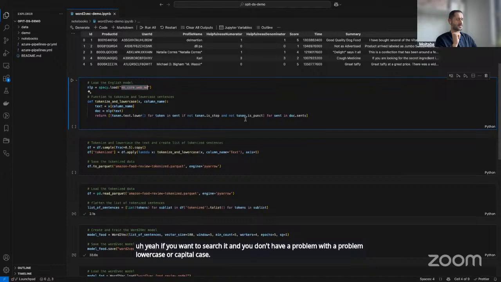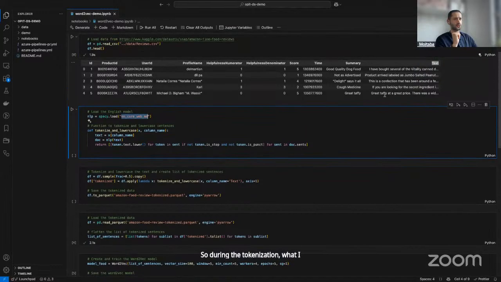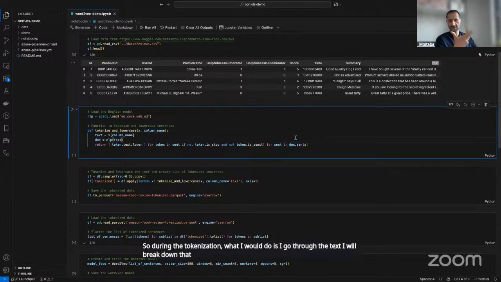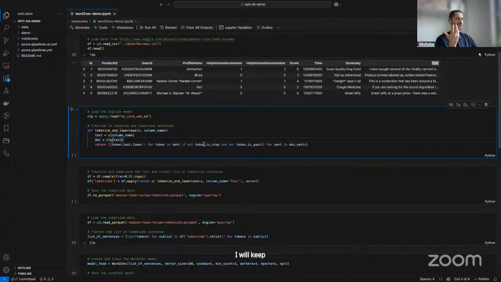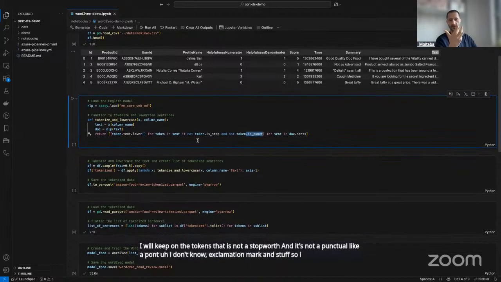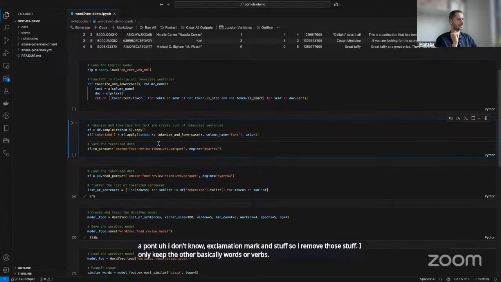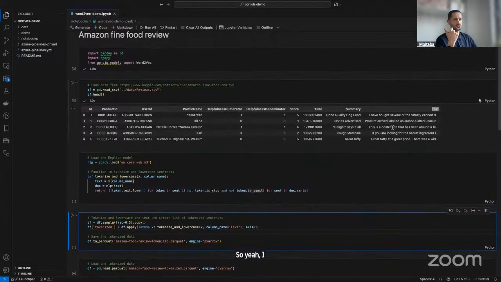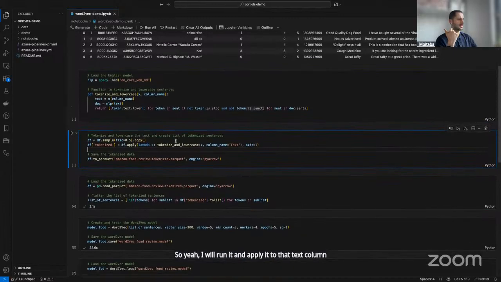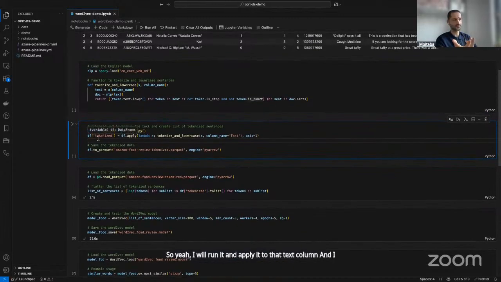So during the tokenization, I go through the text and break that chunk of text down into sentences, basically trying to understand how many sentences exist in that text. I will keep only tokens that are not a stop word and not punctuation, like a point, an exclamation mark and stuff. So I remove those and only keep the other words or verbs. Then I will run it and apply it to that text column, and put it in a new column called tokenized.